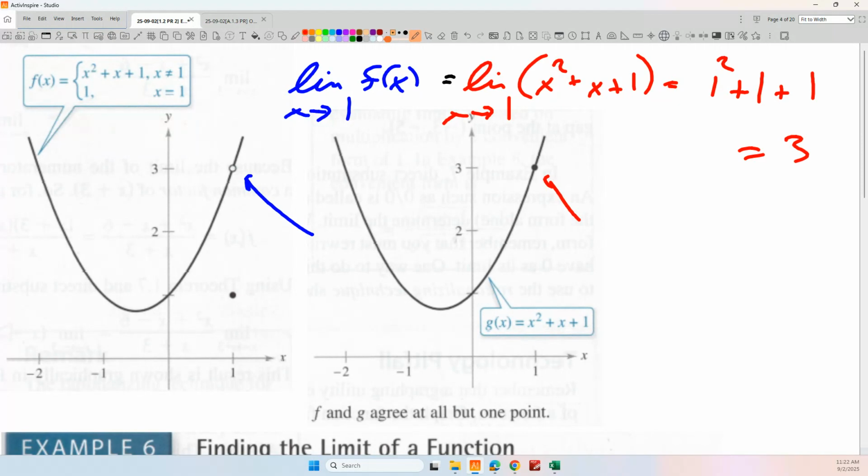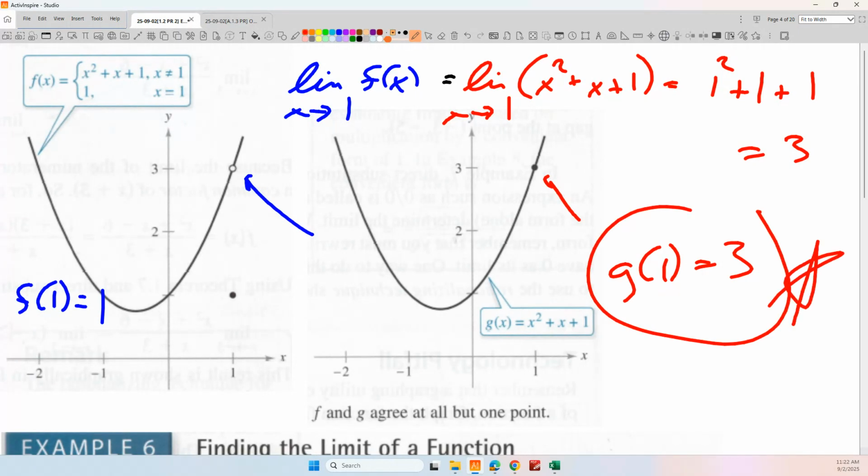That's a great trick. What's the difference between the red and the green and the blue? Is it just because it's not equal to 1? Yes. In the blue function, f of 1 is equal to 1. In the red function, we'll call this g of x, g of 1 equals 3. Well, that's a lot better for us to use to evaluate a limit, right?